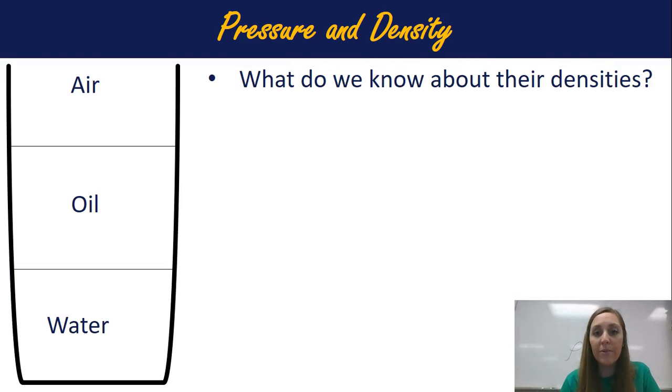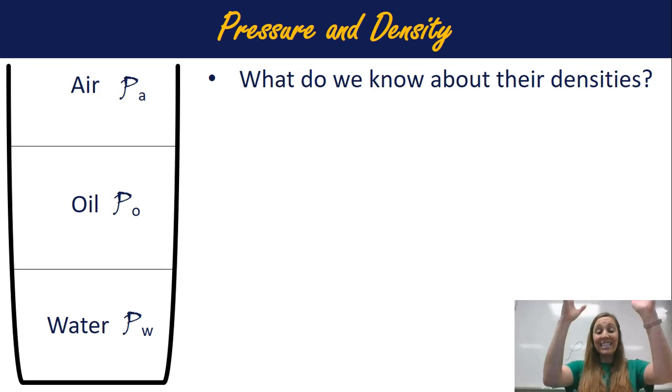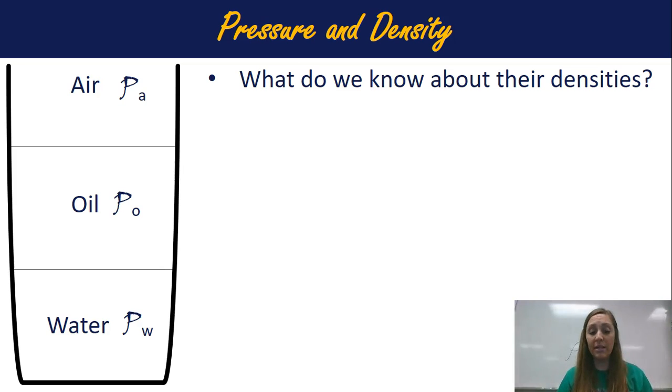So if we have 3 fluids in a row, what do we know about their densities? So we're going back to that funky symbol. So densities, not pressure, how closely packed the molecules are. So I have the density of air, the density of oil, and the density of water. So you always know that the least dense is on the top, the most dense is on the bottom.